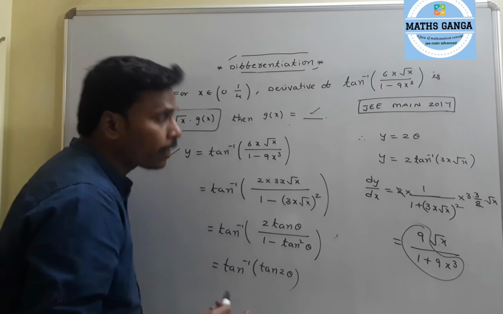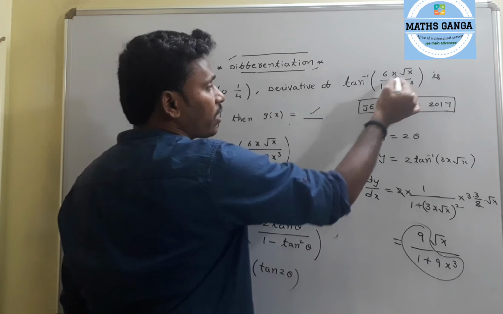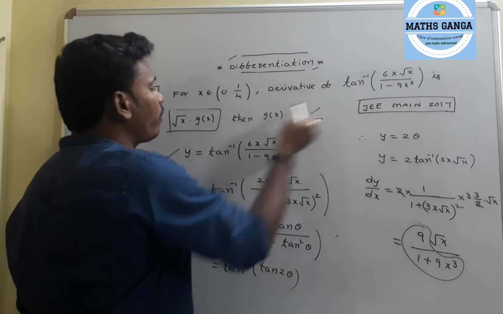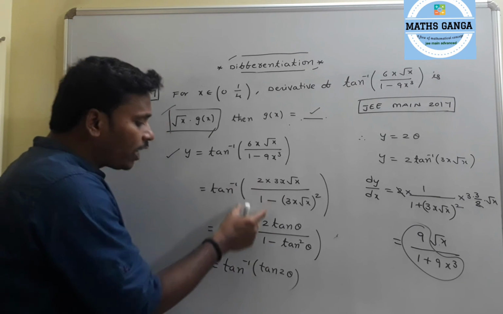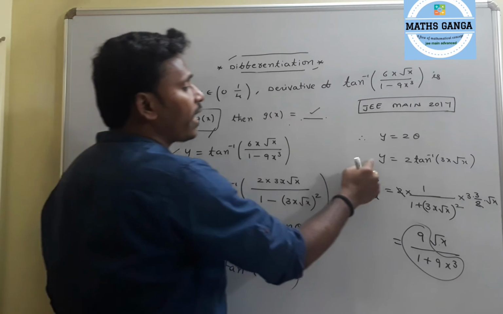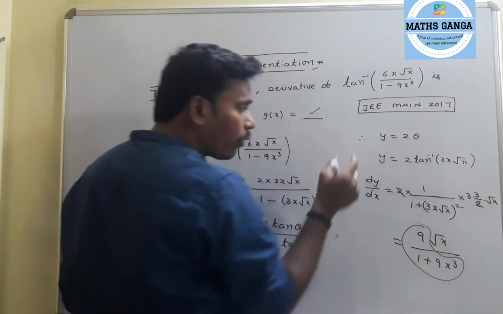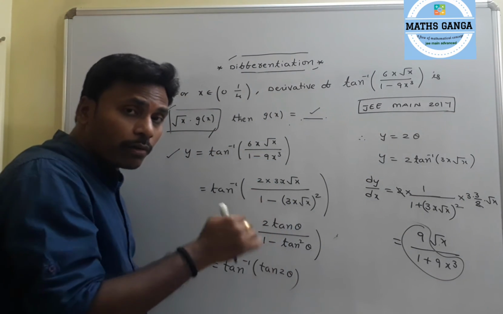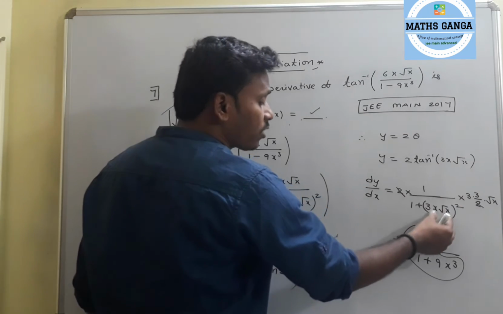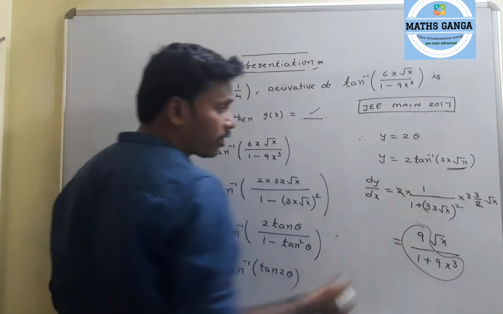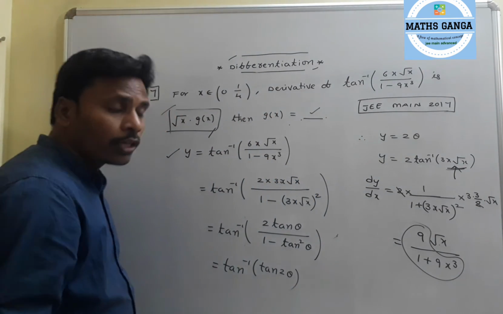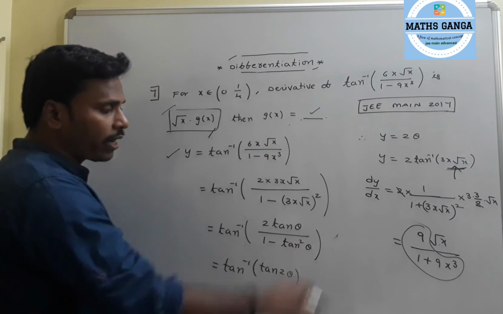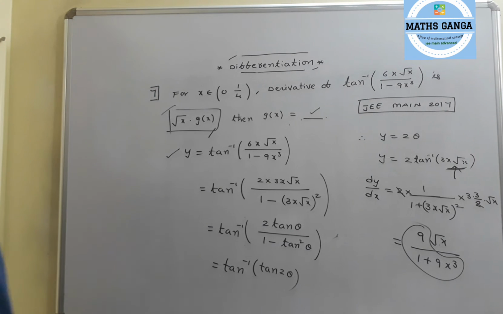And that's our answer finally. So the problem is, if the derivative of tan inverse 6x root x by 1 minus 9x cube is root x g of x, what is g of x? That's the question. First of all, using the idea of inverse trigonometry, write that y as 2 tan inverse 3x root x. Now differentiate it. For tan inverse, 1 by 1 plus x square, so 1 by 1 plus this 3x root x whole square into the derivative of 3x root x. 3 into x root x is nothing but x power 3 by 2, so 3 by 2 into x power 3 by 2 minus 1. Finally, g of x is 9 by 1 plus 9x cube.